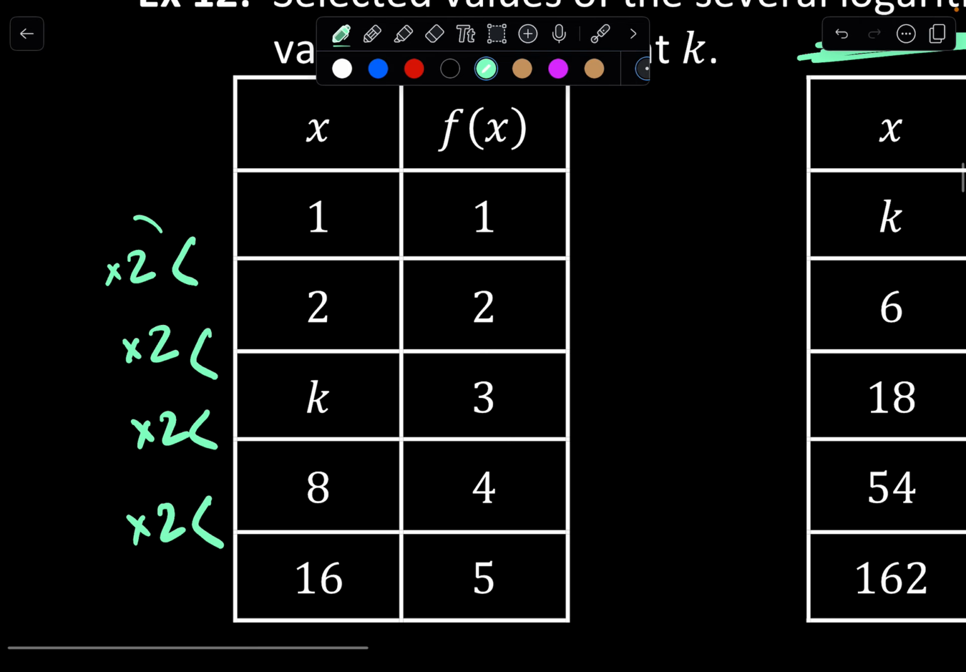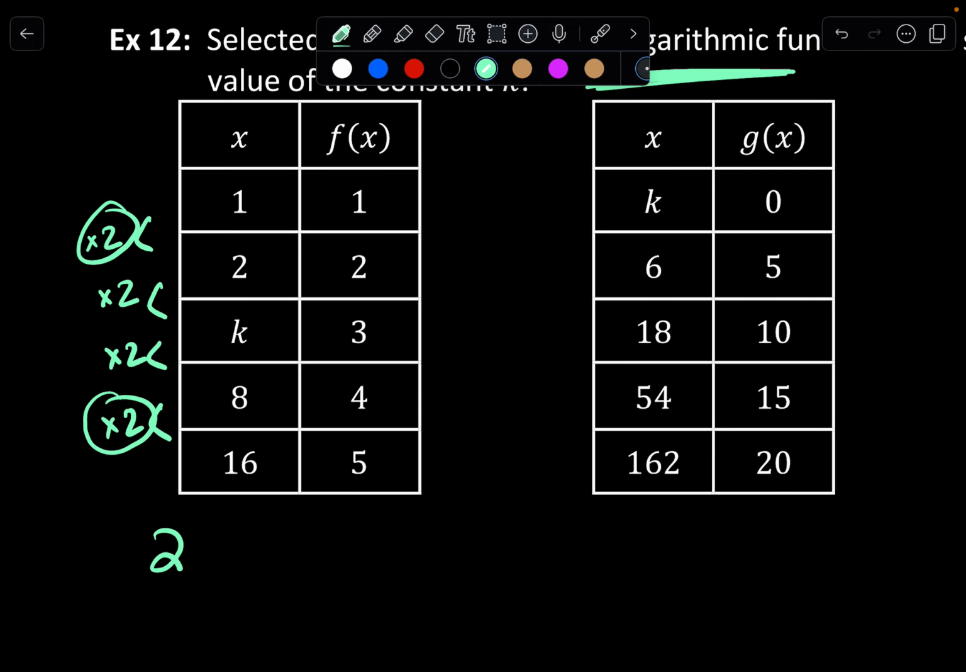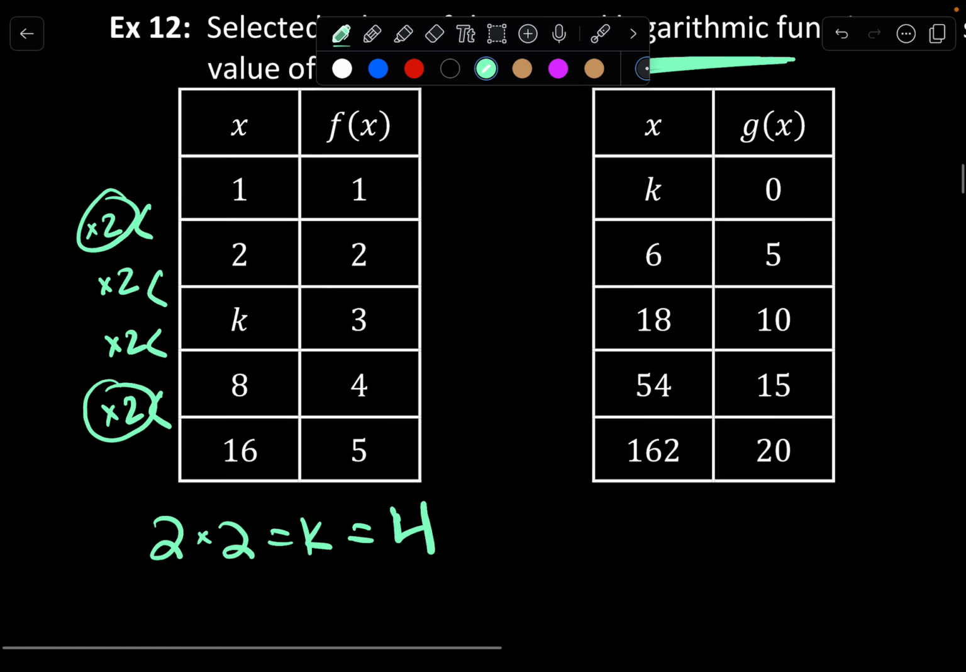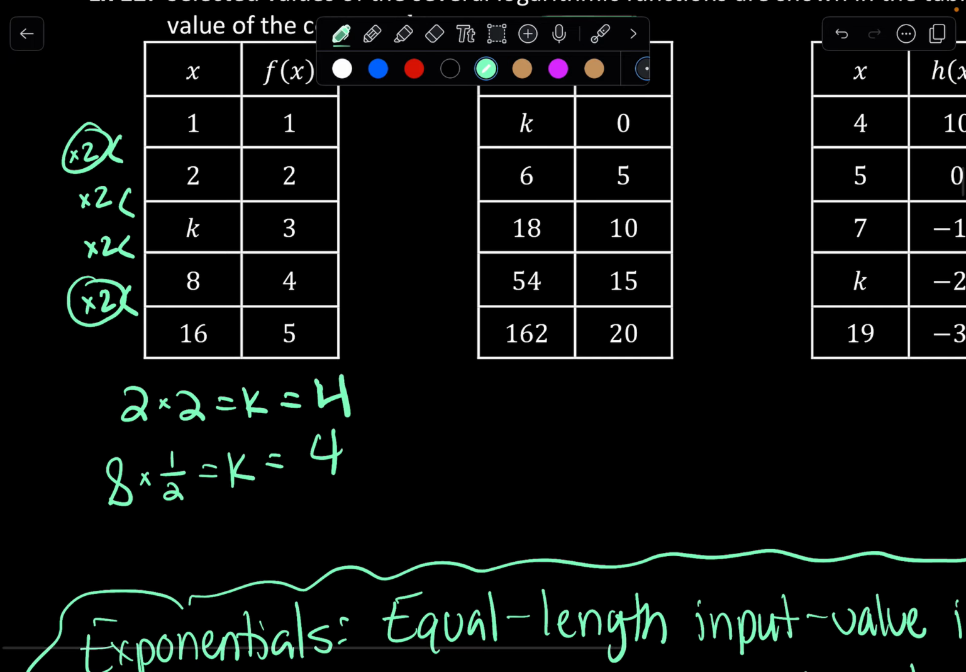So if I see the relationship here and here, then it has to be true for all of them, okay? So to find k, I can do 2 times 2, which is equal to k, which is equal to 4. I can also work it in reverse. I can do 8 times the reciprocal, which is 1 over 2, is equal to k, which is equal to 4.